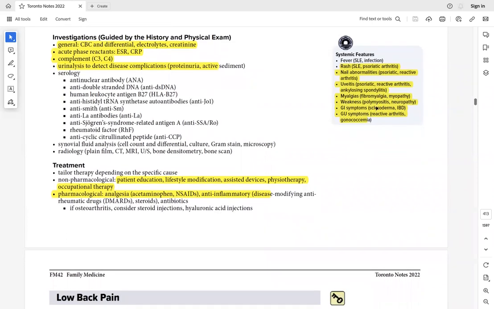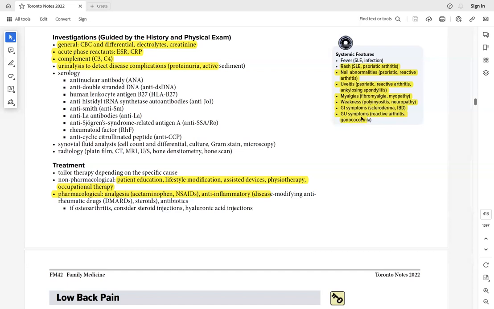Then any weakness, he might have neuropathy, polymyositis, or gastrointestinal symptoms. For scleroderma, the patient might present with symptoms of GERD, regurgitation, tightening of the skin, Raynaud's phenomenon, and now he has these symptoms and also joint pain. So we will do the specific test for that. IBD, inflammatory bowel disease, Crohn's disease is associated with ankylosing spondylitis and other joint pains.